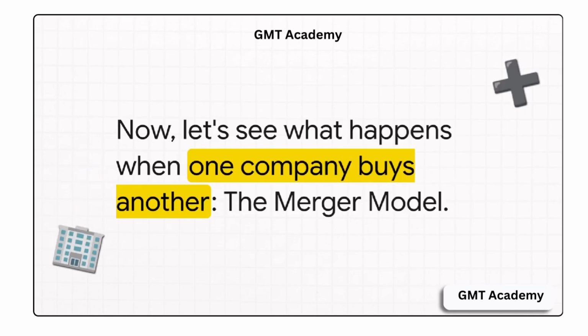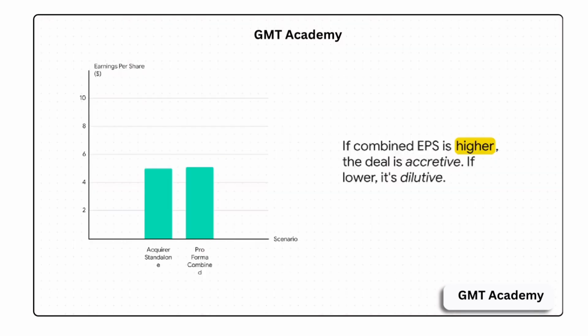All right, let's switch gears. We're moving from buying a company with debt to buying a company with another company. This is where the merger model comes in, and it's all designed to answer one single crucial question. And that question is, will this deal make our shareholders better off on a per-share basis? The metric we use for this is earnings per share, or EPS. If the new combined company's EPS is higher than the acquirer's was before the deal, we call that deal accretive. That's a good sign. If it's lower, the deal is dilutive, and that's a potential red flag.